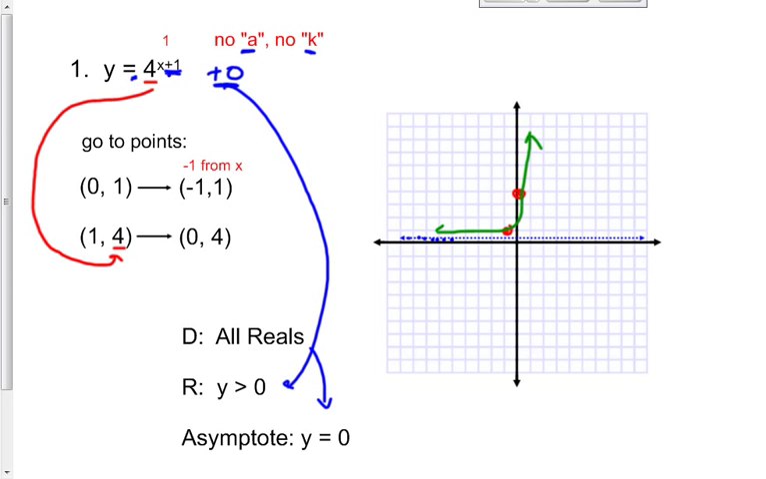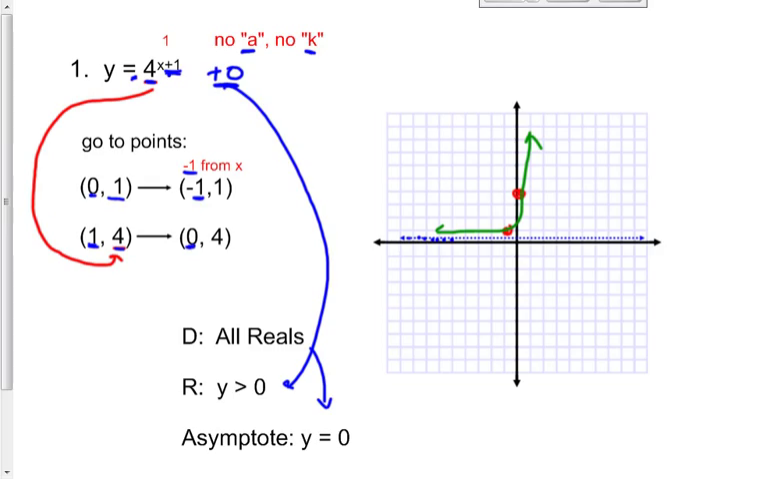Since we are in 4 as our base, my go-to points are (0, 1) and (1, 4), and then we shift. Now remember, anything attached with the x, we do the opposite of what it says. It says plus 1, I have to subtract 1. So from the x-coordinate of 0, I will subtract 1. That gives me negative 1. And then down here, 1 subtract 1 gives me 0. So the new x coordinates for my go-to points become negative 1 here, 0 here.